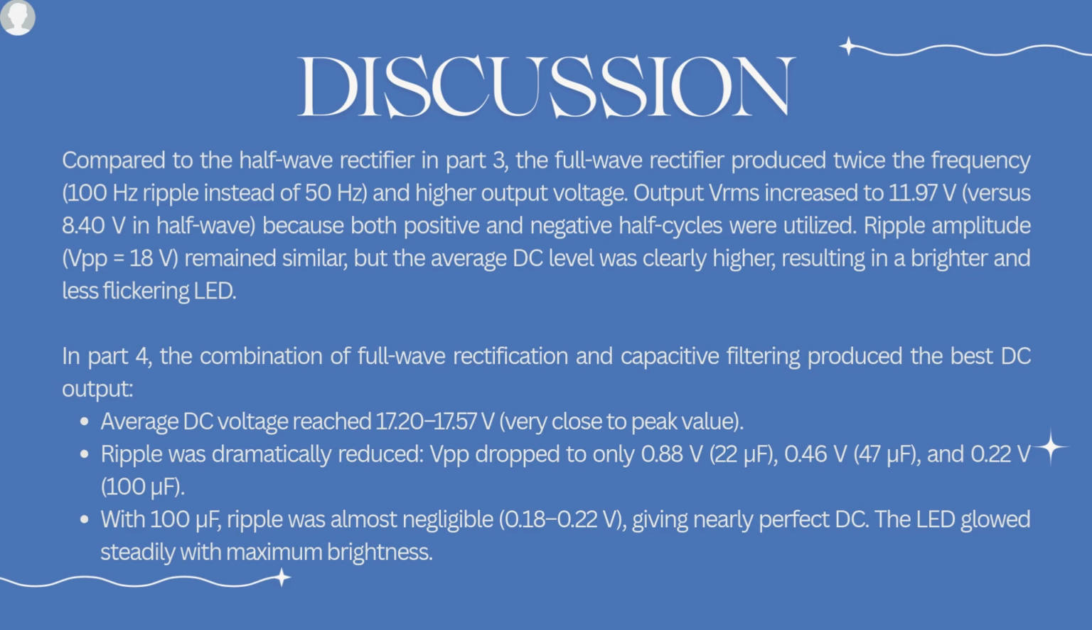In part 4, the combination of full wave rectification and capacitive filtering produced the best DC output. This is because average DC voltage reached almost the peak value, which is 18 volts. The ripples were dramatically reduced. With 100 microfarad, the ripple was almost negligible, and the LED glowed steadily with maximum brightness.